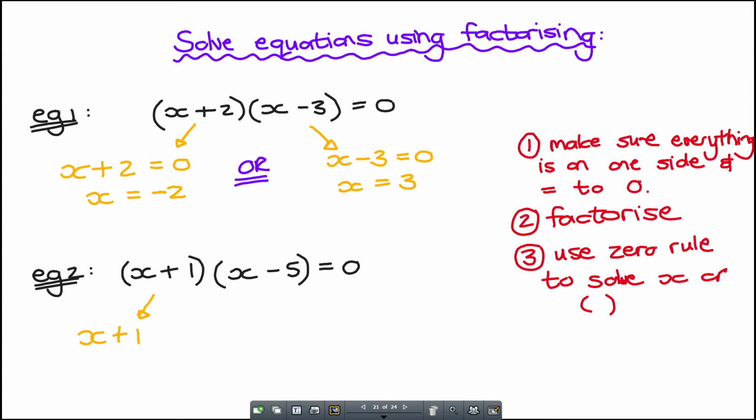So x plus 1 equal to 0. We take the 1 over, so x will be minus 1. Please make sure you write all of it. Then I take that second bracket and make that one equal to 0. So we take the minus 5 over. So x will be positive 5. There we go. 2 marks. You must do both. It's a mark each.